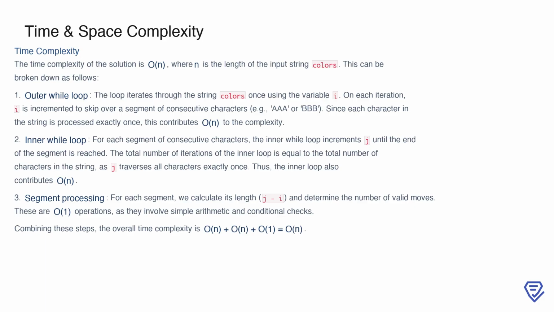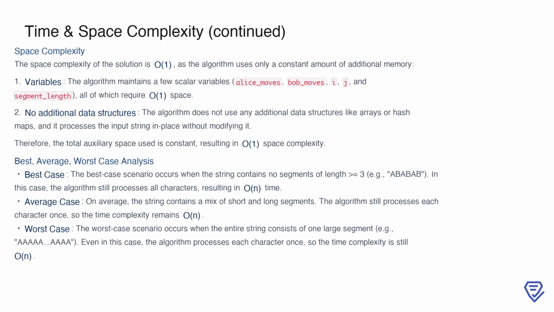Finally, for each segment, we calculate its length and determine the number of valid moves. These are simple arithmetic and conditional checks, which are O(1) operations. When we combine these steps, the overall time complexity becomes O(n) plus O(n) plus O(1), which simplifies to O(n). The space complexity of this solution is O(1), as it requires only a constant amount of additional memory. The algorithm uses a few scalar variables, such as Alice_moves, Bob_moves, I, j, and segment_length. Each of these requires constant space, so their combined contribution is O(1).